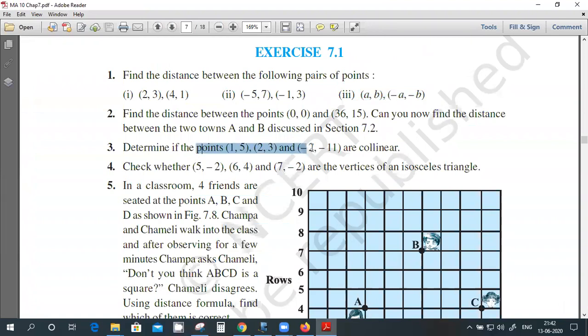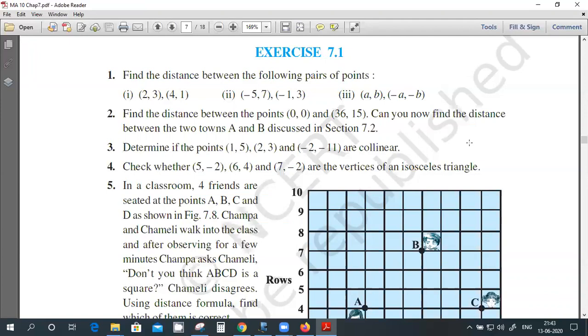This thing you know how to do, right? These are called determinant points. Do you know how to check whether they are collinear or not? No, until now I have not learned. You have to find the distance between the first two points, then the second and third points, and then the first and the third point. Add the two smaller distances and check whether you get the larger distance.